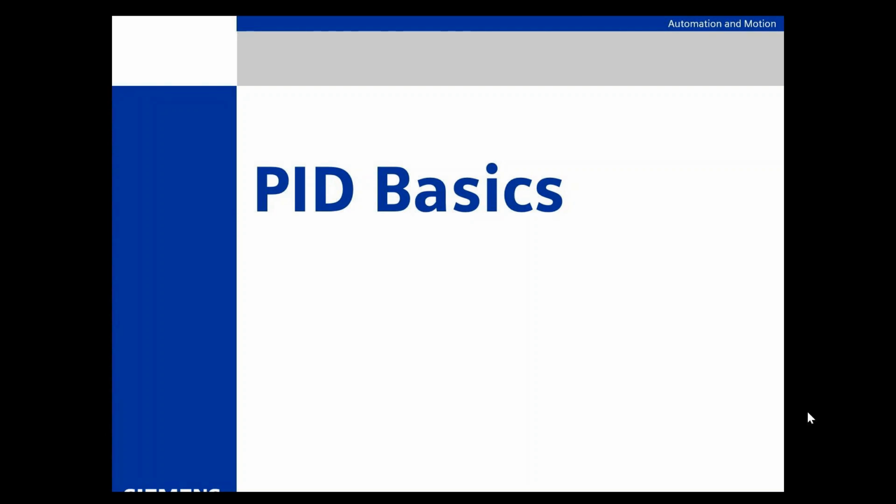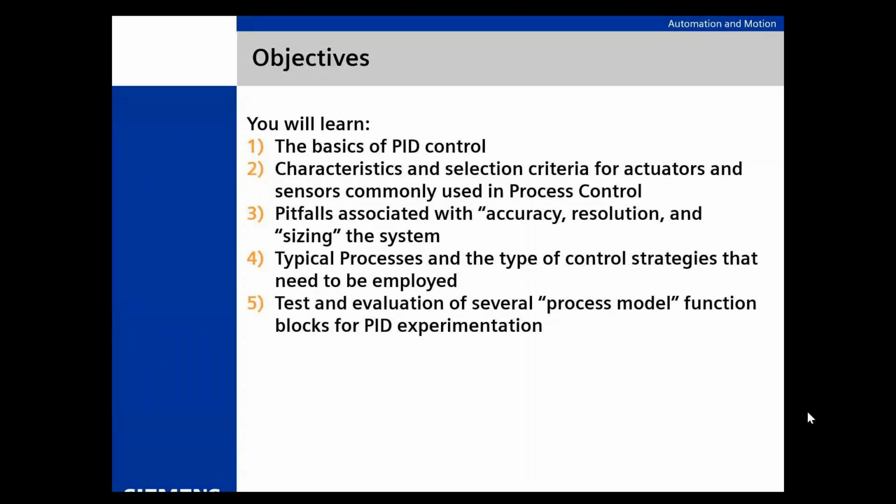All right, here's what we're going to try to do today. We're going to learn the basics of PID control, what it is. We're going to look at this and say, okay, we have loops out here. What are the characteristics and the selection criteria for the actuators, the instruments, things like that? What pitfalls are you going to see? What are you looking for here? And where are the landmines? Because they're out there. And the typical process and the type of control strategies that need to be employed.